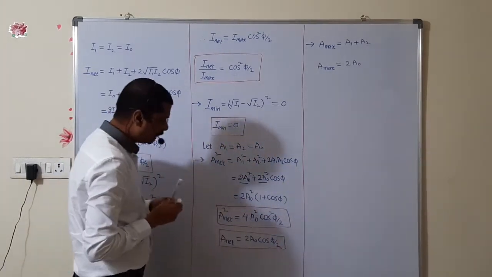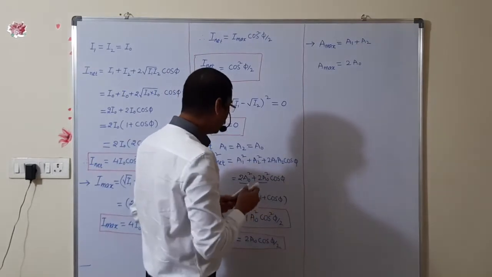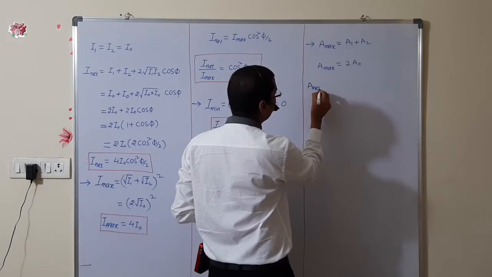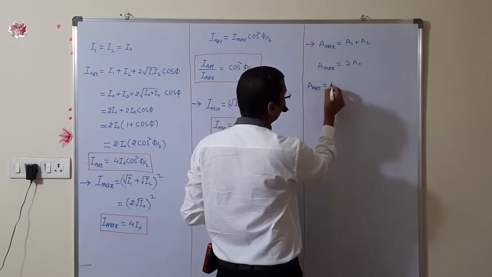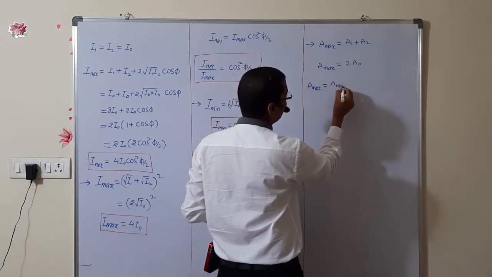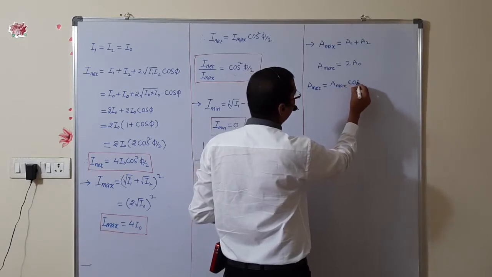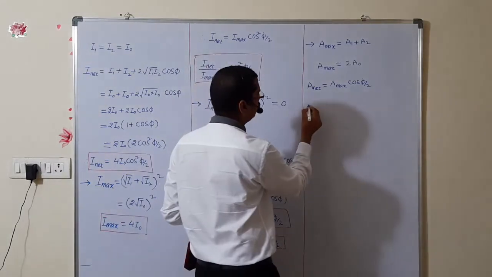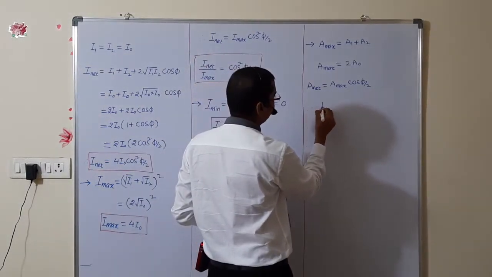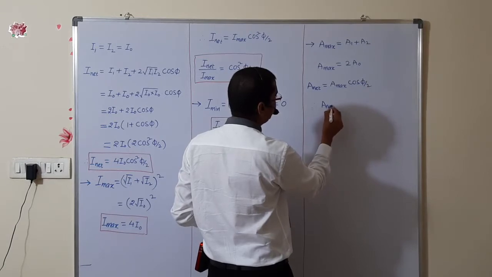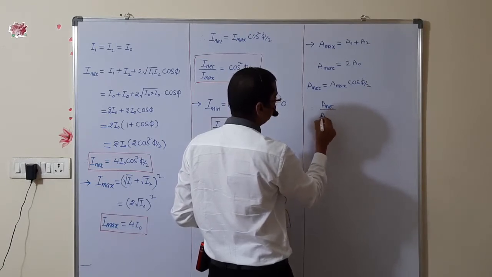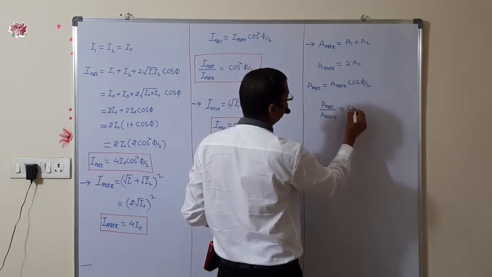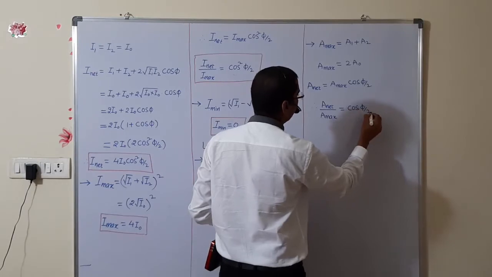Maximum value. 2 A naught is equal to A maximum. Then this value we can write: A net is equal to A max cos phi by 2. If we take the ratio, then A net upon A max is equal to cos phi by 2.